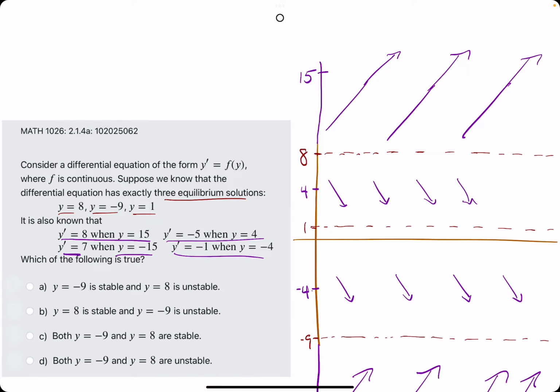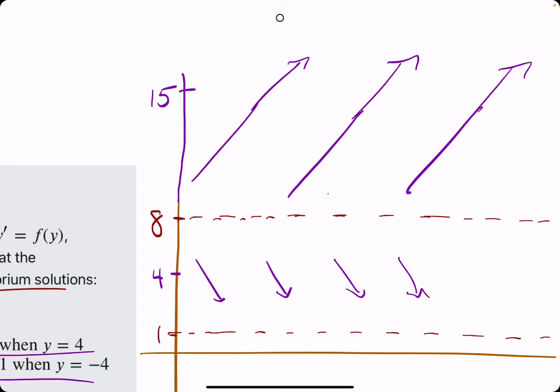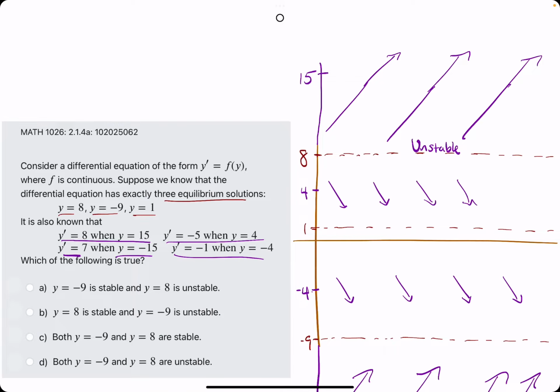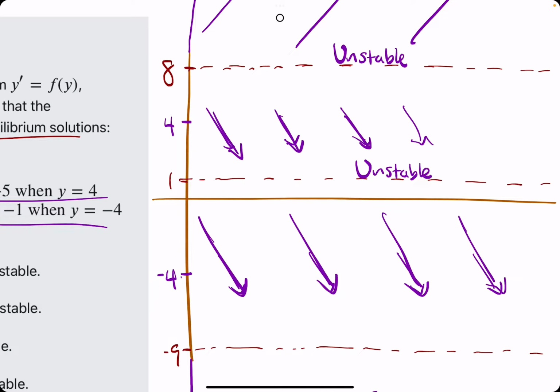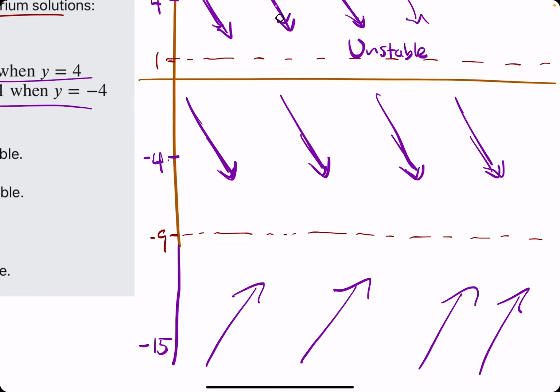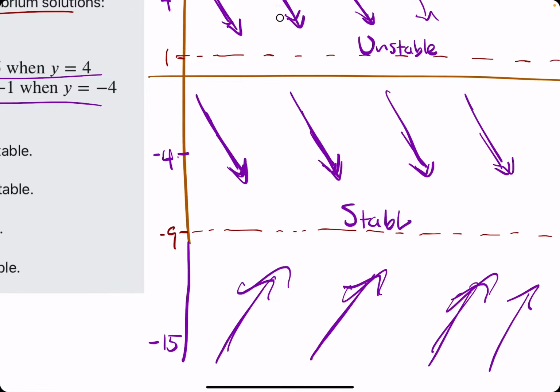And now with all this information at hand, we can tell that 8 is unstable, because these lines are going away from 8 from left to right. And when we look at y equals 1, these lines are going towards y equals 1, but then the lines below it are actually going away from it. So that means 1 is still unstable, because both above and below, the lines aren't approaching +1. So then when we look at -9, both the lines from above and from below are approaching -9 from left to right. So -9 is stable.